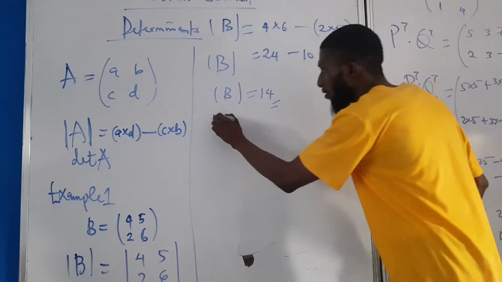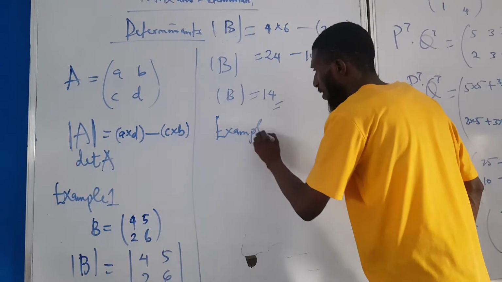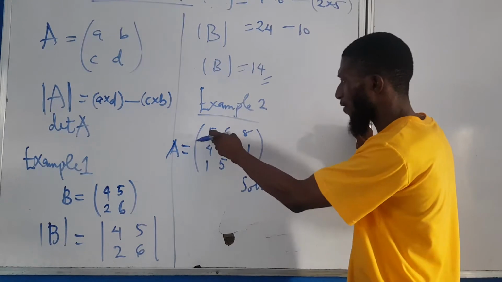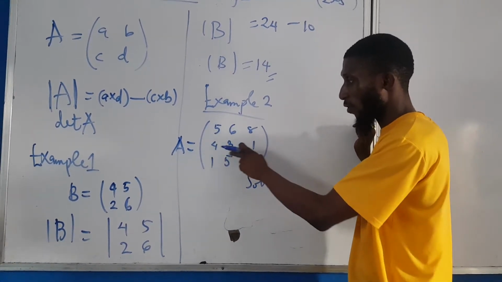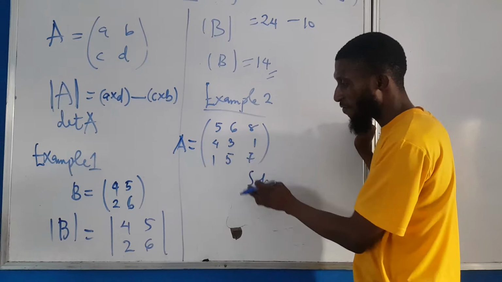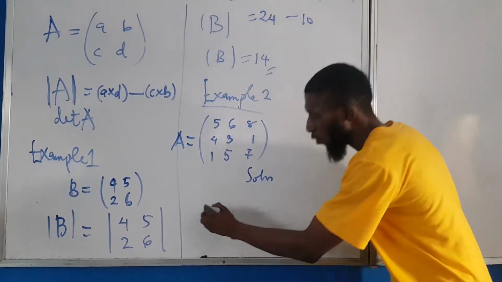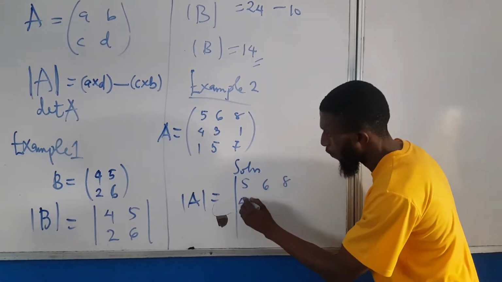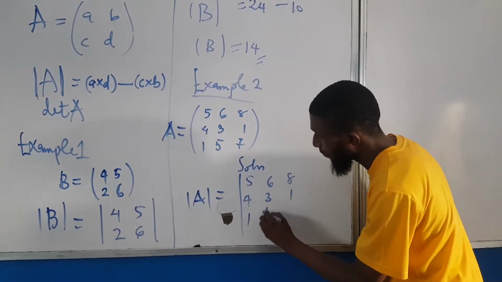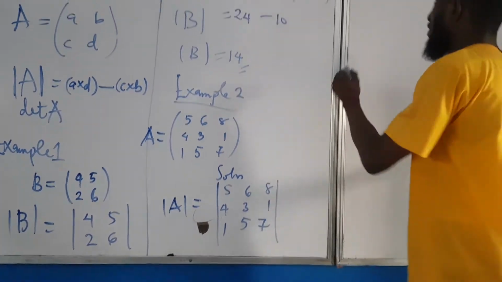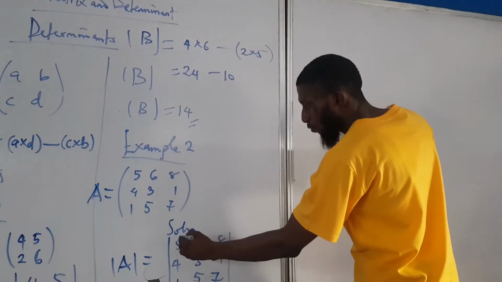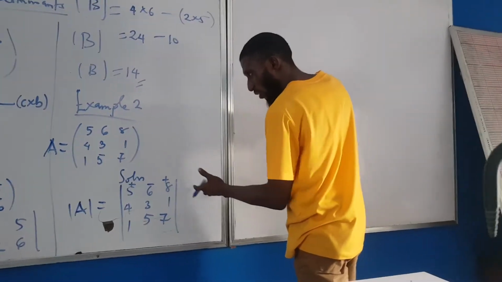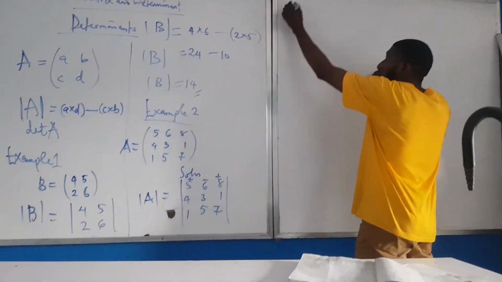And that is it. And in a 3 by 3 matrix, let's take this as an example. For the determinant of A, if A equals 5, 6, 8 for the first row, 4, 3, 1 for the second row, 1, 5, 7 for the third row, the determinant of A is given as 5, 6, 8, 4, 3, 1, 1, 5, 7. On the determinant of a 3 by 3 matrix, we need to give them signs. This is plus, minus, plus. Now we are following the first row, and it is the easiest row to follow.